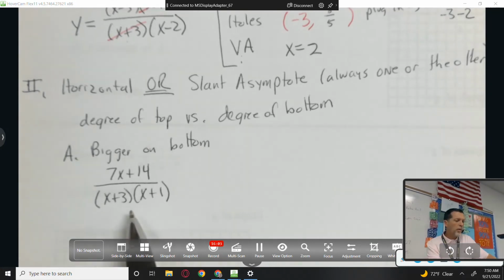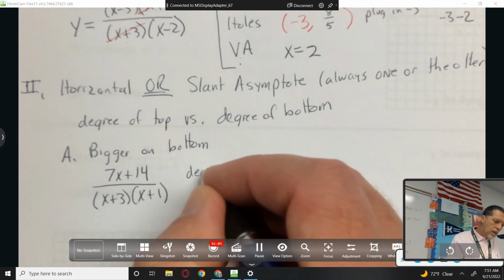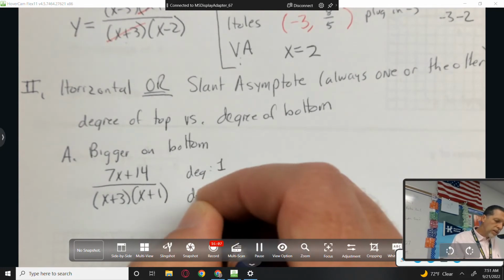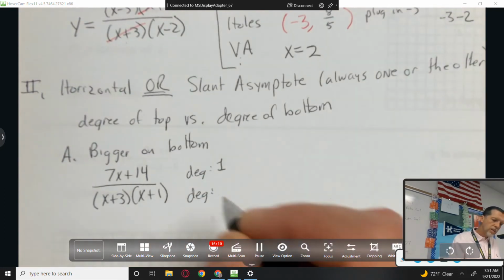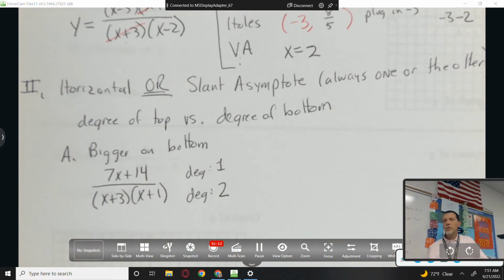Because some people look at that and they're like, why? The highest power I see is x. What's the degree of the denominator? X squared. Yeah, that's an x squared if you multiplied it out. So that's degree 2. That's bigger on bottom.